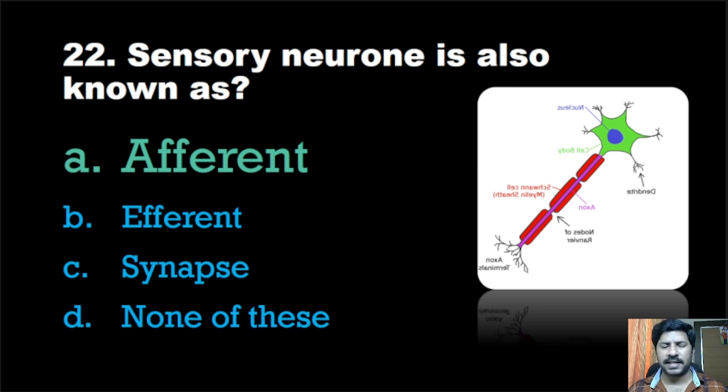Afferent neurons carry information from sensory receptors of the skin and other organs to the central nervous system, that is the brain and spinal cord. Efferent neurons carry motor information away from the central nervous system to the muscles and glands of the body.